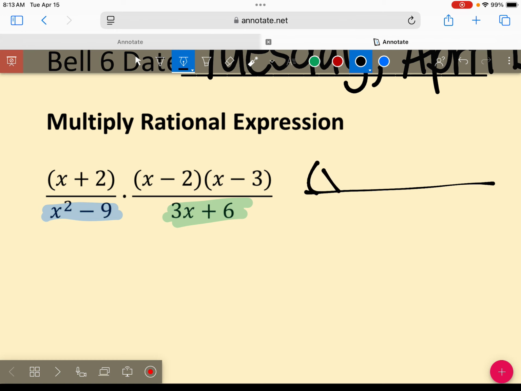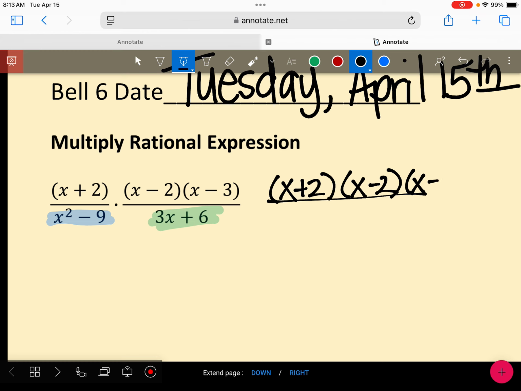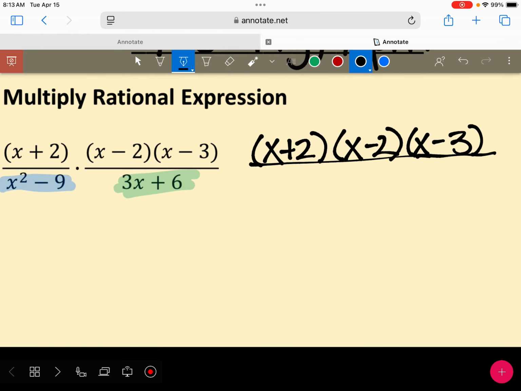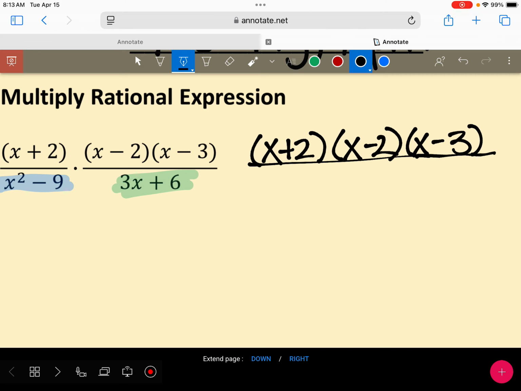So I have my numerator. That does not change. I'm just going to write those straight across, because everything in the top is already factored. So now let's start factoring our denominator. X squared minus 9. That's a pattern.